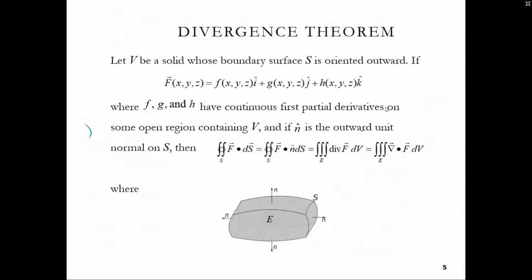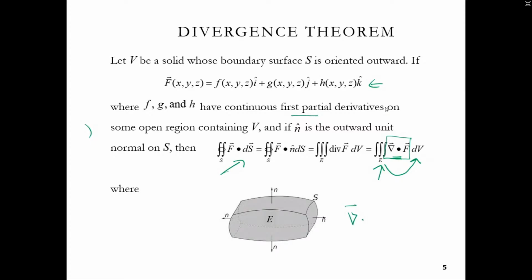Okay, what is the divergence theorem? Let V be a solid whose boundary surface S is oriented outward. If F is our vector field, where F, G, and H have continuous partial derivatives, so it can be differentiated, then by the divergence theorem, the double surface integral over the surface is equivalent to the integral of divergence F with respect to the volume of your solid. Okay, you have triple integrals. The triple meaning volume. So you integrate over the volume. Once you get your volume, then you apply it with the divergence.